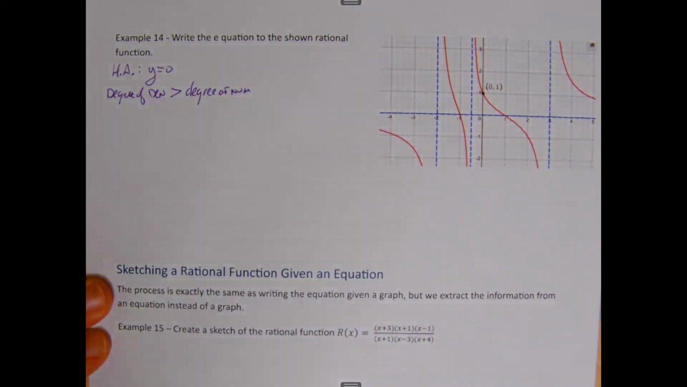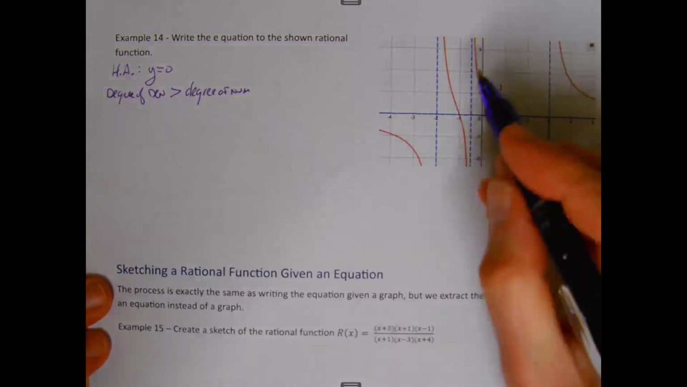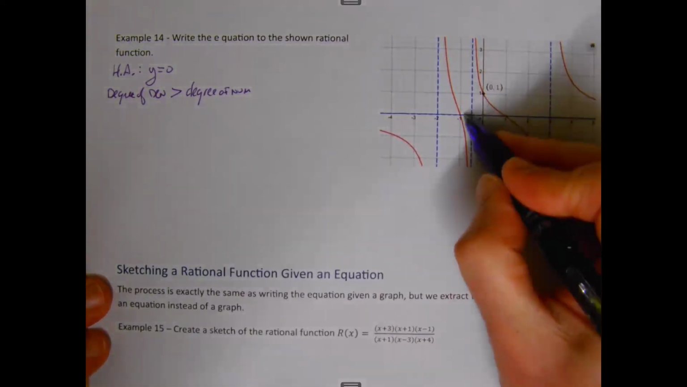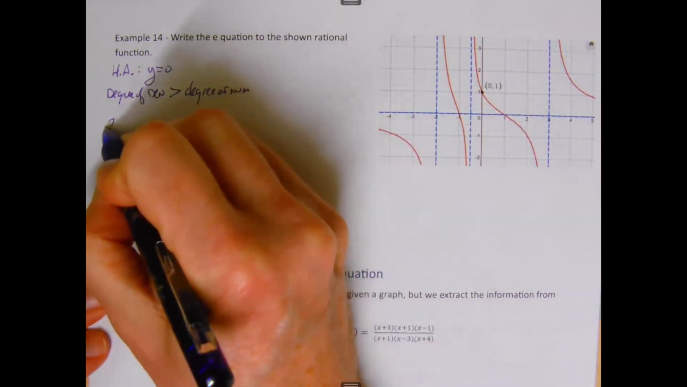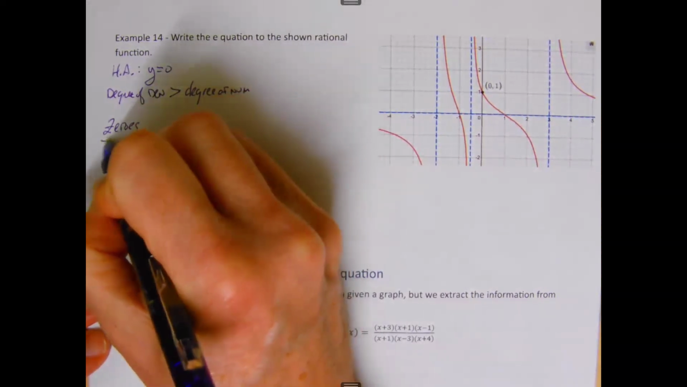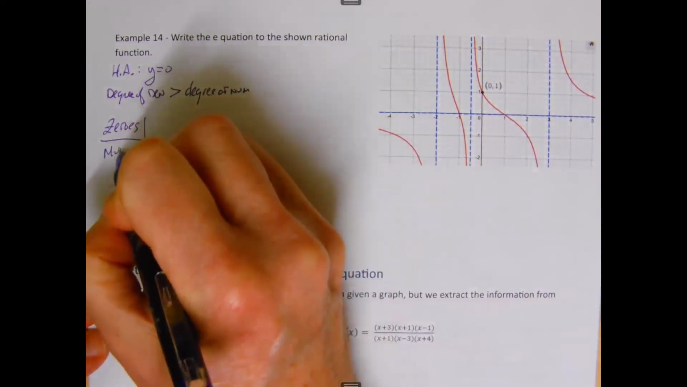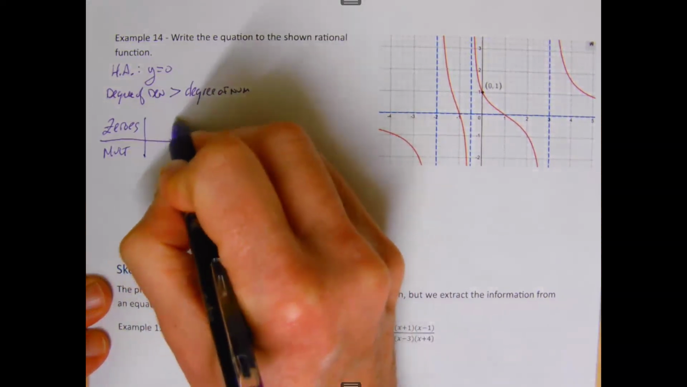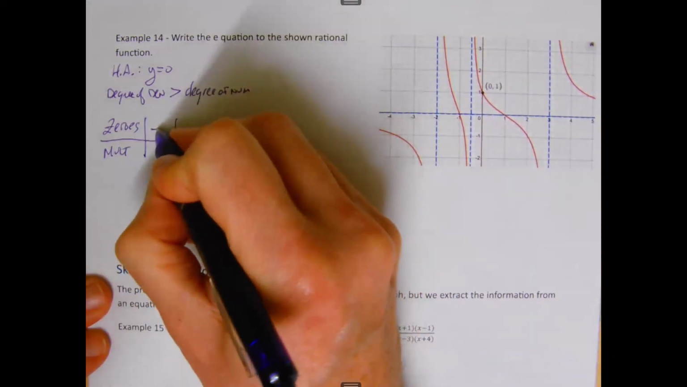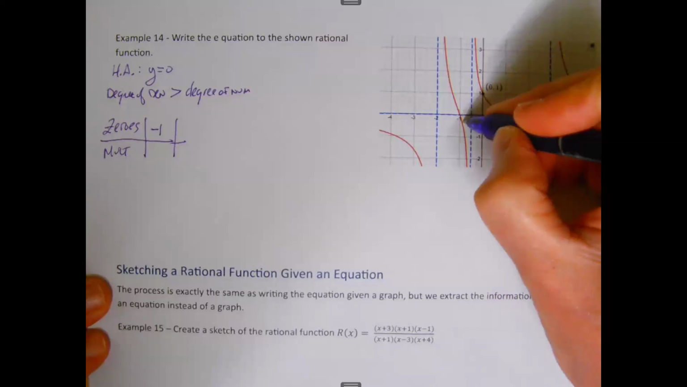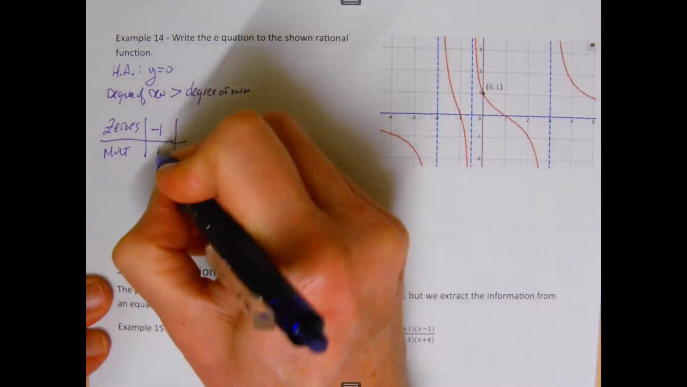So, okay, now I'm going to start listing my zeros. I got a -1 here. So zeros and their multiplicity. I'll put a nice little table here to keep myself organized. So I got -1, and I see it's going right through. So I'm going to say it's multiplicity 1.